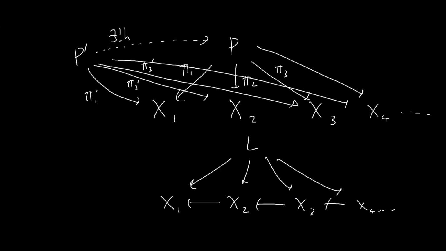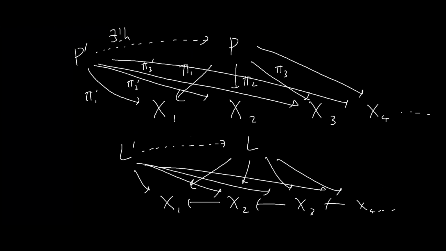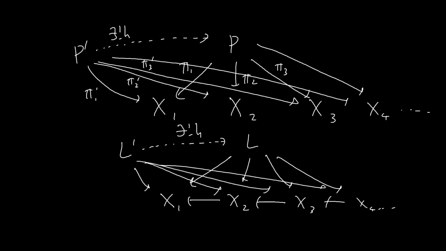But then the property is similar. So if I have another such cone, then there must be unique morphisms between them, where uniqueness is under the constraint that each of these triangles that are formed at every node are commutative, just like before we had these triangles commutative. So these two examples suggest what should be a general notion of a limit.